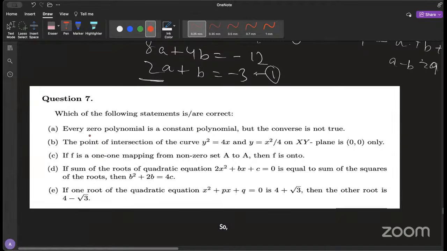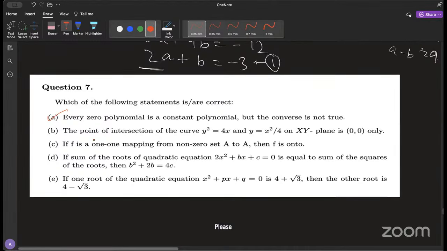So which of the following are correct? Every zero polynomial is a constant polynomial, but the converse is false. No, not true. So zero polynomial is a constant polynomial. Why is it false? Ma'am, zero polynomials are constant and the converse is not true, right? Yes, ma'am. So this is right then. A zero polynomial is a constant polynomial, but a constant polynomial is not always a zero polynomial. This is correct.